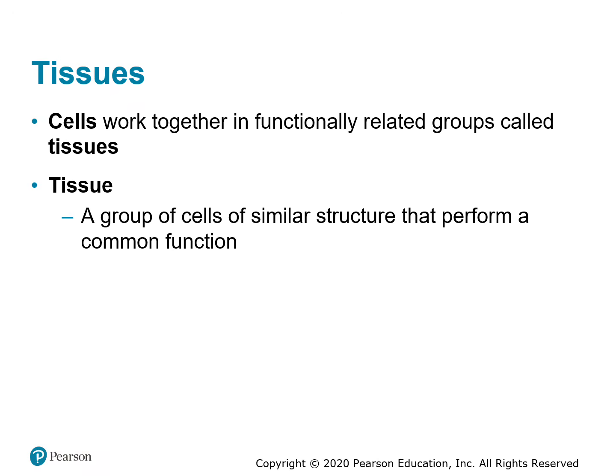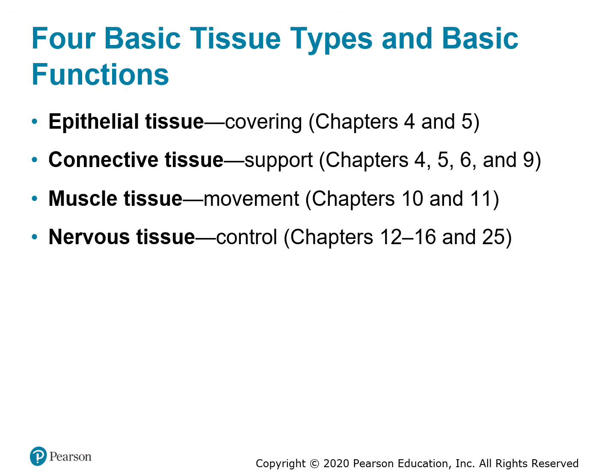A bunch of tissues working together, doing stuff, that's an organ. A bunch of organs working together, doing stuff, that's an organ system. A bunch of organ systems working together, doing the stuff, that makes up an organism. I'm an organism, you're an organism, that tree outside is an organism, the starfish in the ocean is also an organism, okay? 4 basic types of tissues: epithelial, connective, muscle, nervous.